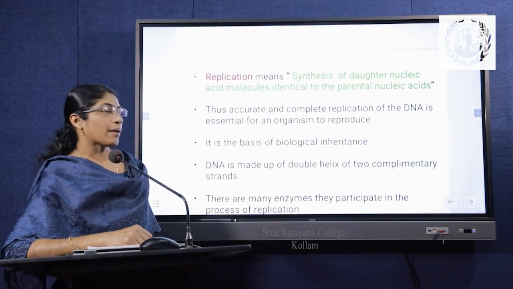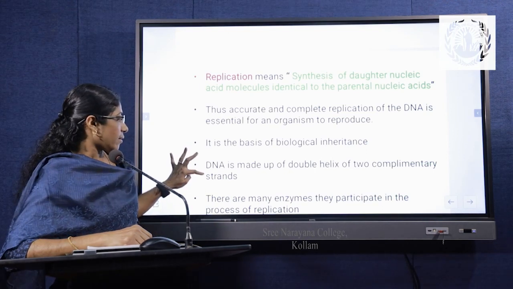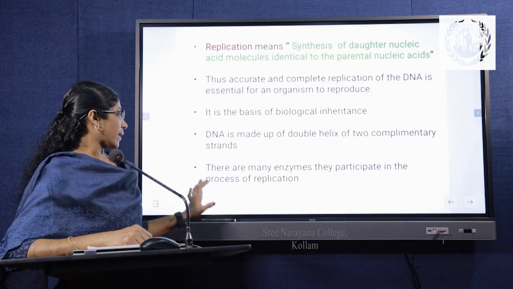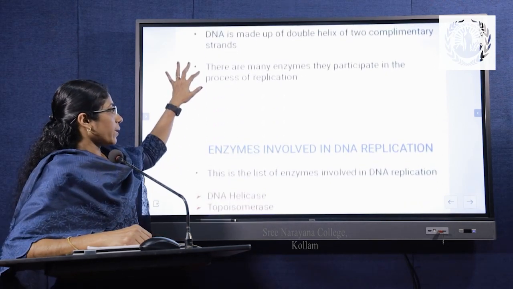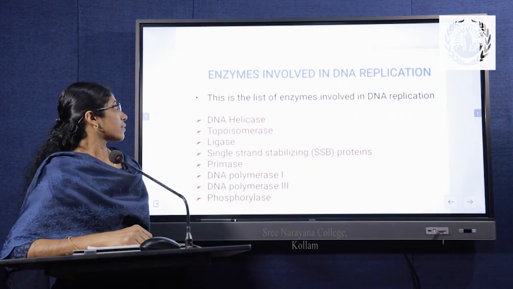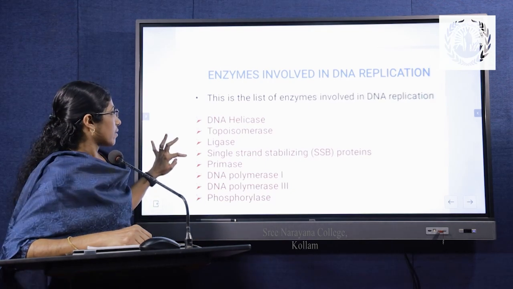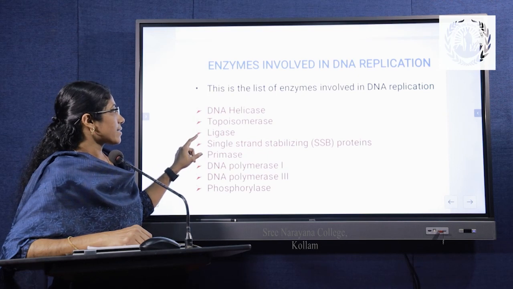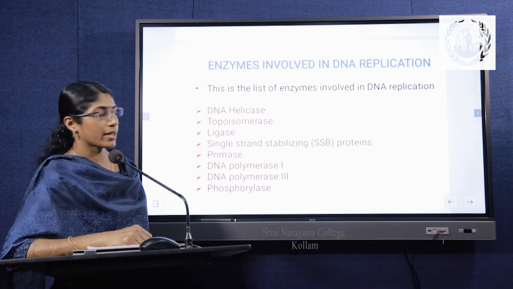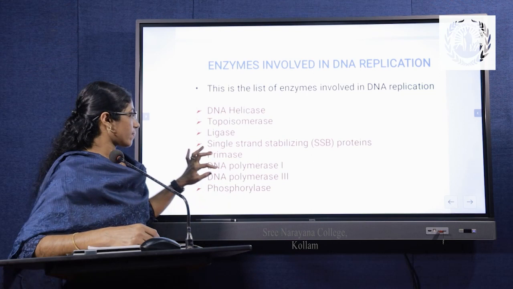DNA is made up of a double helix of two complementary strands, and there are many enzymes that participate in the process of replication. So, coming to the topic, the enzymes involved in DNA replication. This is a list of enzymes involved in the process of DNA replication. They are DNA helicase, topoisomerase, ligase, single strand stabilizing proteins or SSB proteins, primase, DNA polymerases and phosphorylase.